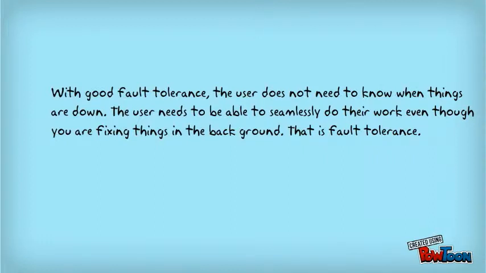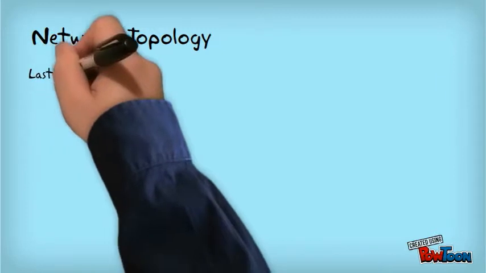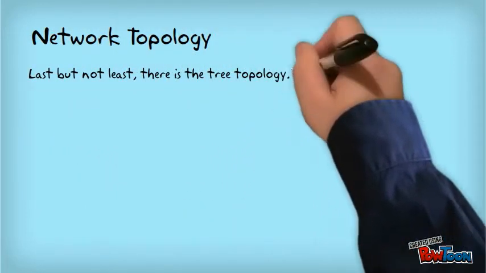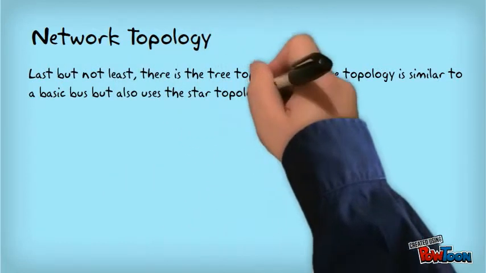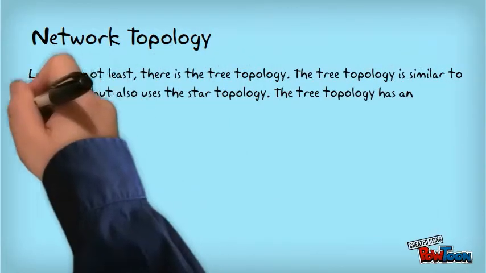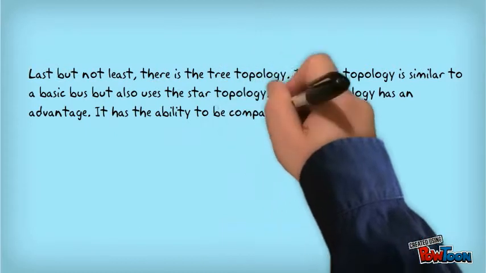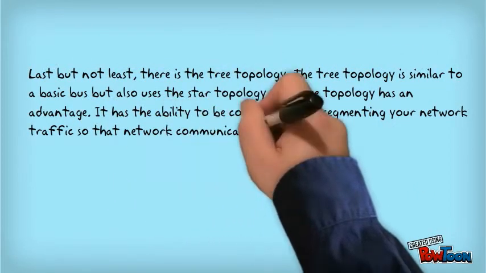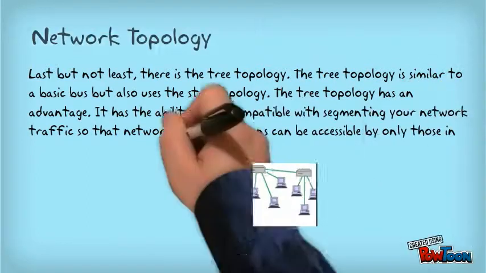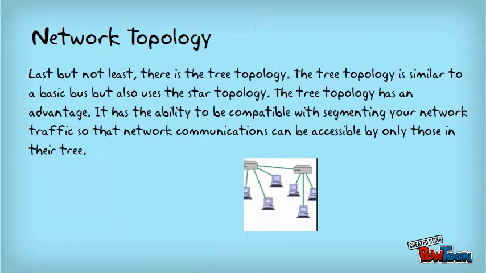That is fault tolerance. Now last but not least, there is a tree topology, and the tree topology is similar to the basic bus, but it also uses a star topology. The tree topology has an advantage. It has the ability to be compatible with segmenting your network traffic so that network communications can be accessible by only those in their particular tree.